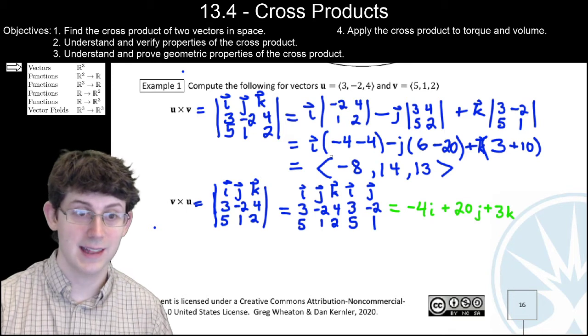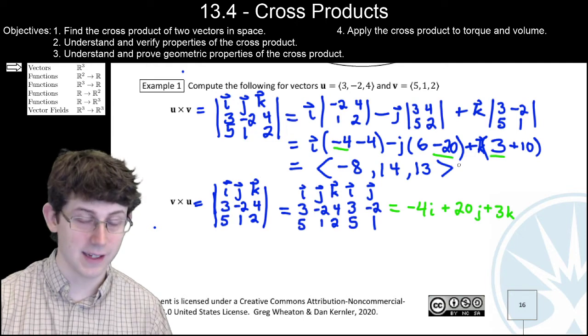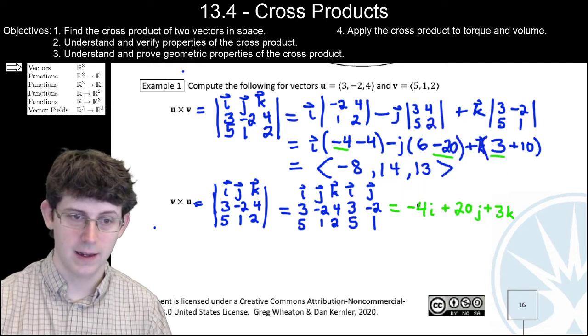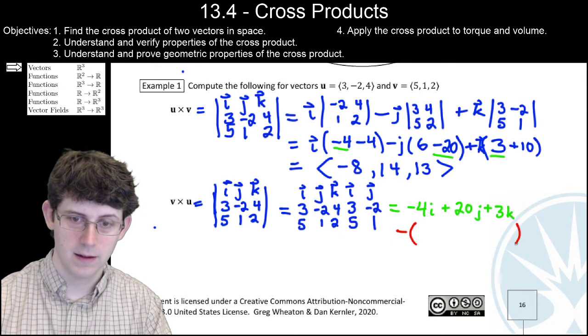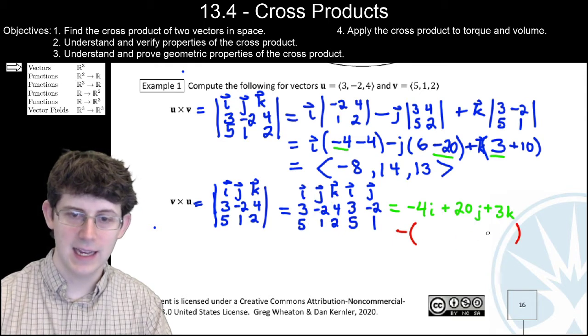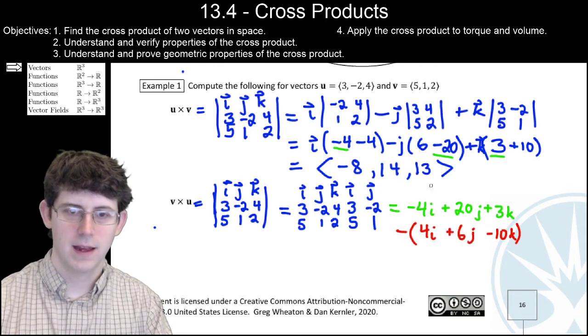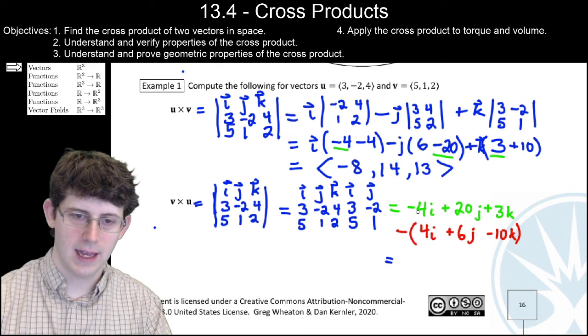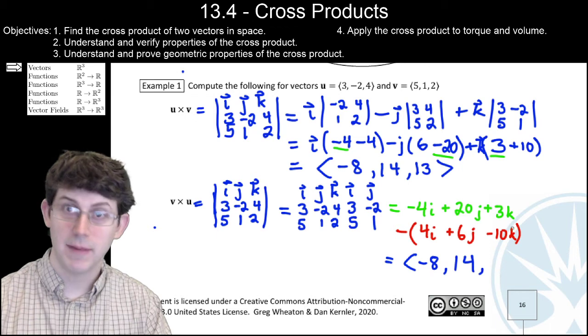What you'll notice is that these are just terms that appeared earlier in our other way of calculating. This just finds them a different way. Then the backwards diagonals that find 3 terms all count minus. So I have minus 10k, 4i, and 6j. If I add those together, I get minus 8i, 14j, and minus 13k.